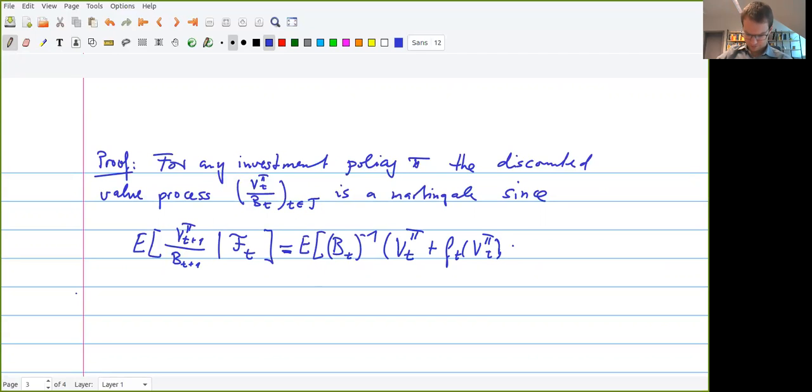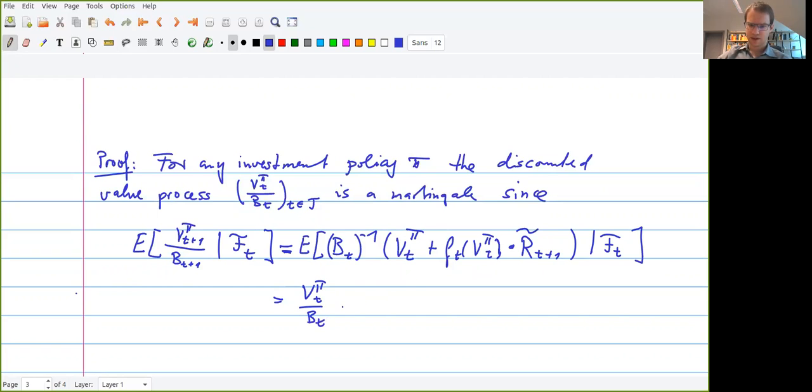And well, then my discounted returns determine how much money I have at time t plus 1. And now I still have to condition everything on F_t. So okay, the first part, this product here, or quotient here, is F_t measurable.